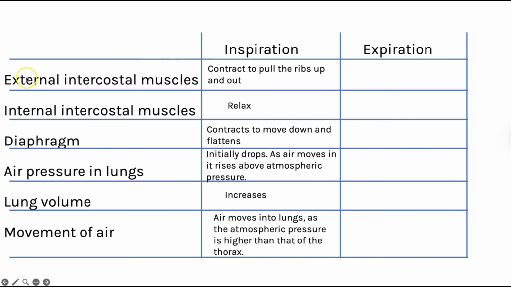So your key marking points would be this row here about the external intercostal muscles, this row about the diaphragm, and then these two combined. So that would be a 3-mark answer.